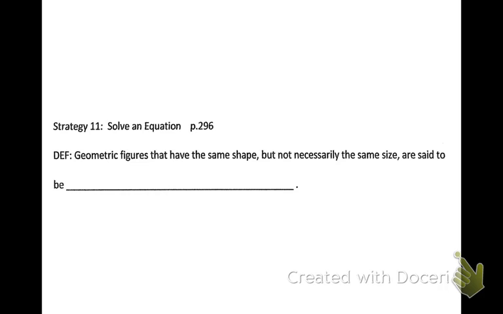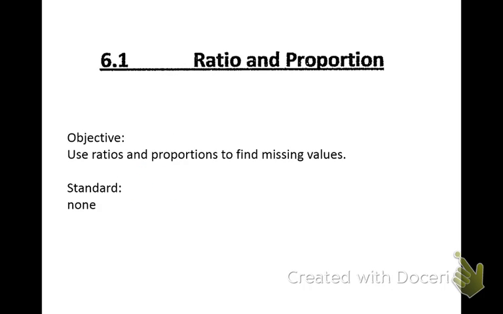Okay, so geometric figures that have the same shape but not necessarily the same size are said to be similar. Same shape but not the same size, they're similar. Ratios and proportions are objectives. We're going to use ratios and proportions to find missing values.